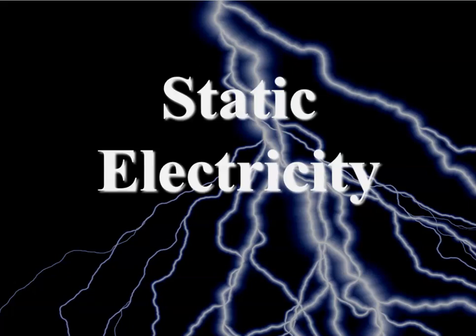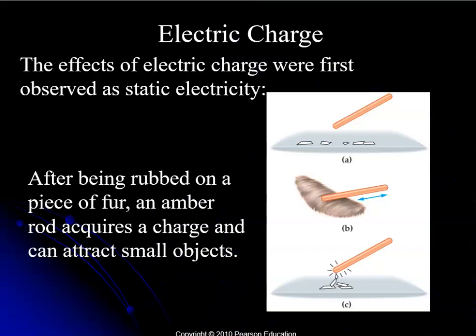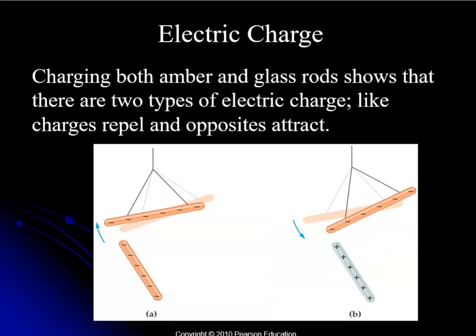I'm going to go over the basics of static electricity. So static electricity was first noticed a very long time ago. It was found that when fur was rubbed against amber, the amber would be able to pick up some small light objects. Now, they didn't know exactly what that was, but that is the origin of charge.